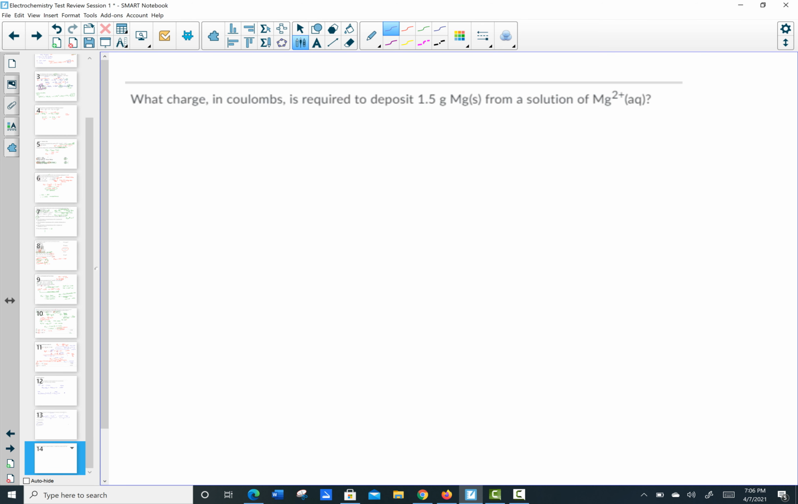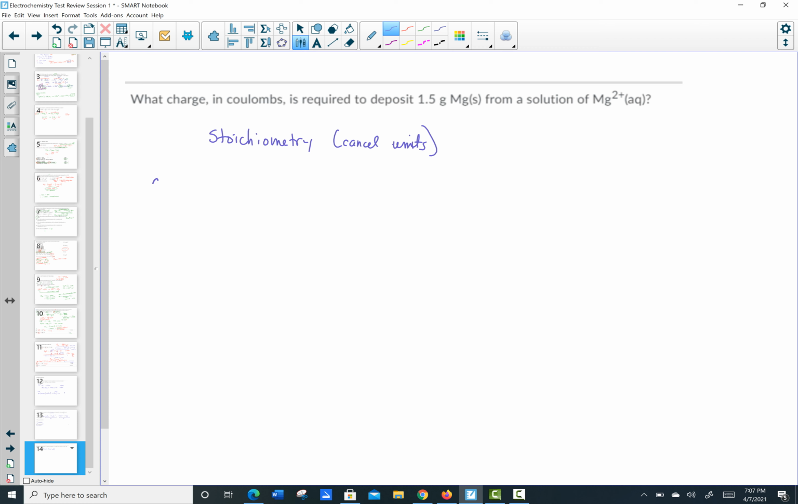And my last question for our review, kind of looking at the very last topics on electrolysis and plating of metals. What charge in the unit coulombs would be required to deposit 1.5 grams of magnesium from a solution of magnesium ion? I want you to just think of these as nothing more than stoichiometry problems or unit cancellation problems, right? Just cancel units.